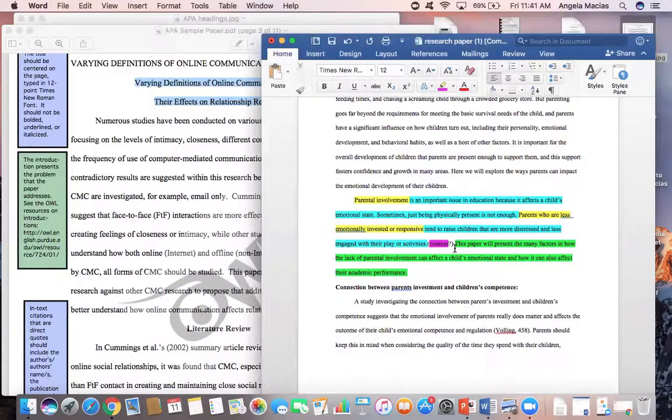Here we have our thesis statement. Let's take a look at that. This paper will present the many factors in how the lack of parent involvement can affect a child's emotional state and how it can also affect their academic performance. Okay, not a bad thesis statement. Let's see if there's anything we need to fix here. Let's read it one more time. This paper will present. I like this, actually.